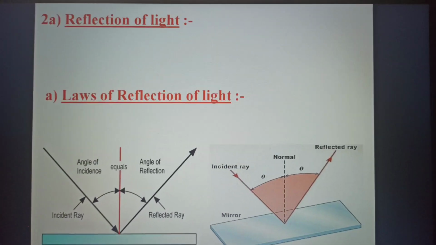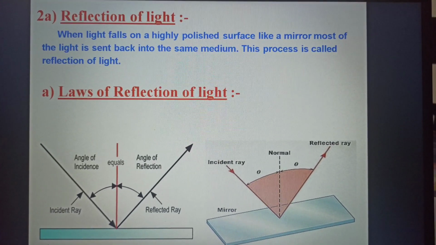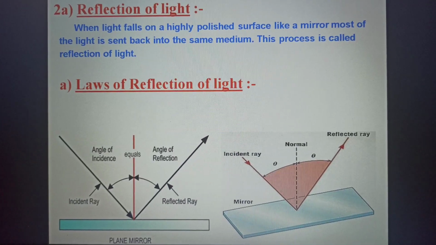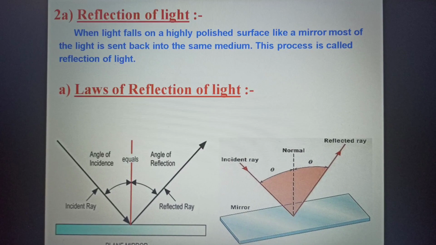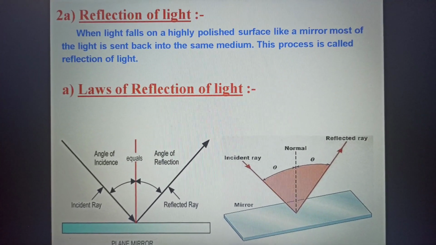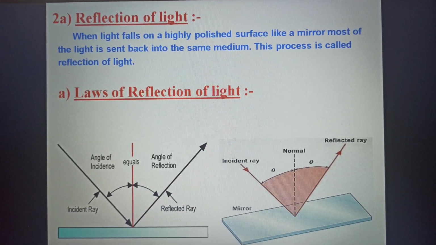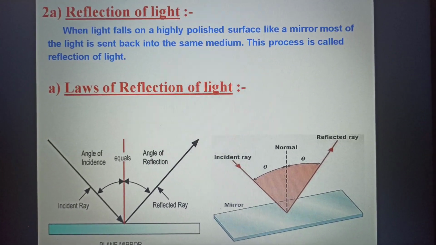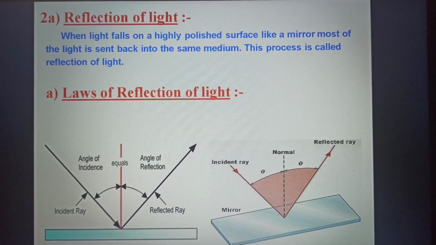So when light falls on a highly polished surface like a mirror, most of the light is sent back into the same medium. This process is called reflection of light. I hope, my dear students, you're clear with this concept. This is very important. In simple words, reflection is the bouncing back of light into the same medium.